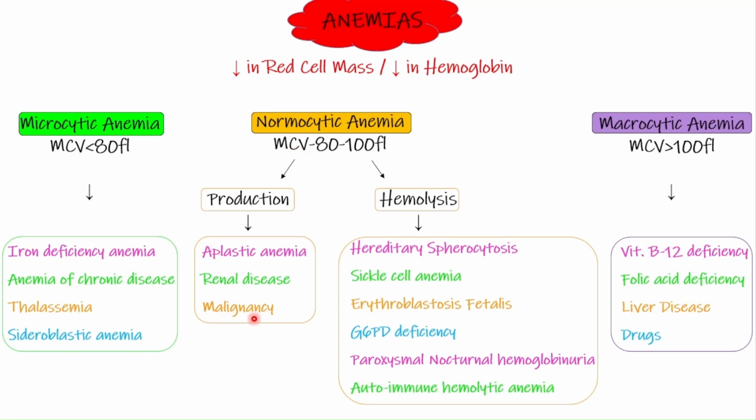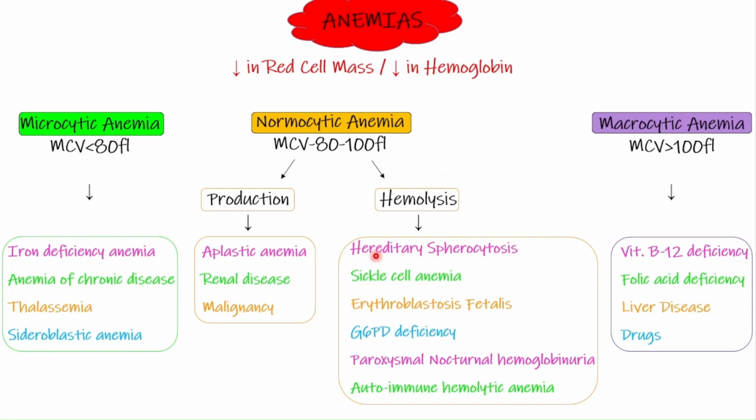Then we also have malignancies. In the malignancies, there is also some production defect of RBCs from the bone marrow. Okay, now, so normocytic anemia has one cause, which is production defect, and the other one is hemolysis. Hemolysis also causes normocytic anemias.